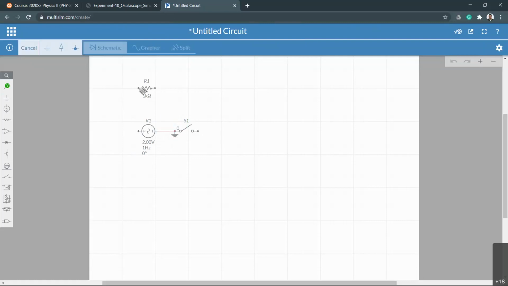Similarly, for this connection you have to click and then drag all the way to the other end. Then I have a connection there, and then I need to connect this one. Click and drag to the other side, the other end of the switch. So I have a connection there.